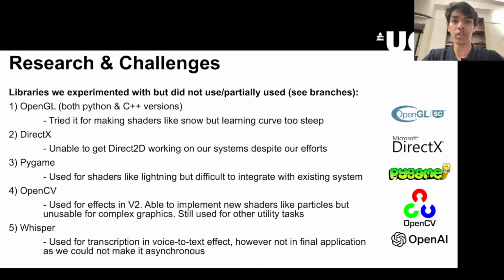OpenCV, the library being used in version 2, can be used for simple effects like our particle effect, but is unusable for complex graphics and was only used by us for utility needs. A primary issue with these four libraries was that they made it difficult to enable user generated effects. Our solution for these problems was using GIF based effects and using tkinter and pillow libraries to manipulate frames. Lastly, we also tried developing an effect that displays words spoken by the user on the screen using OpenAI's Whisper model. However, we could not make the rendering and audio capture asynchronous.